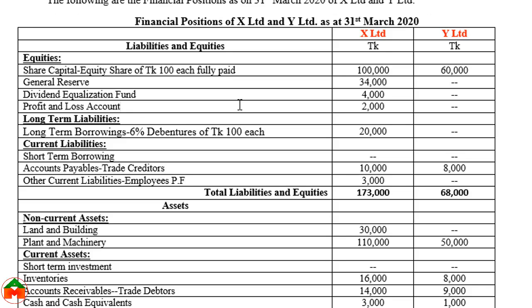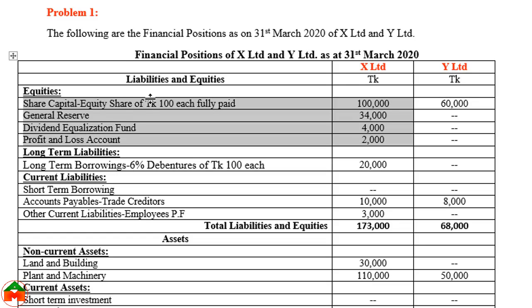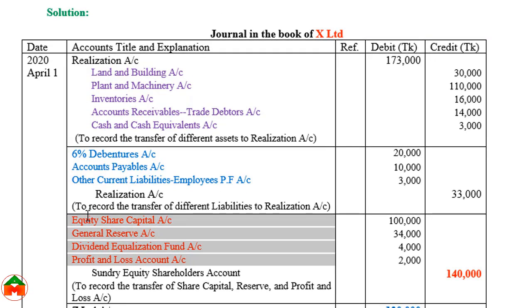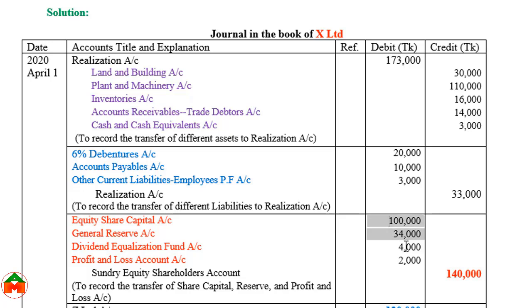If we see the question, we can see these are the parts of equities: share capital 1 lakh, reserve 34,000, dividend equalization fund 4,000, profit and loss account 2,000. These are the equities. Since we are going to liquidate this company, these are credit items, but we are showing them in the debit side because we are removing them by doing that type of journal. The total amount of these equities is 1,40,000. The credit item will be sundry equity shareholders account 1,40,000. The X company has equities of total 1,40,000.